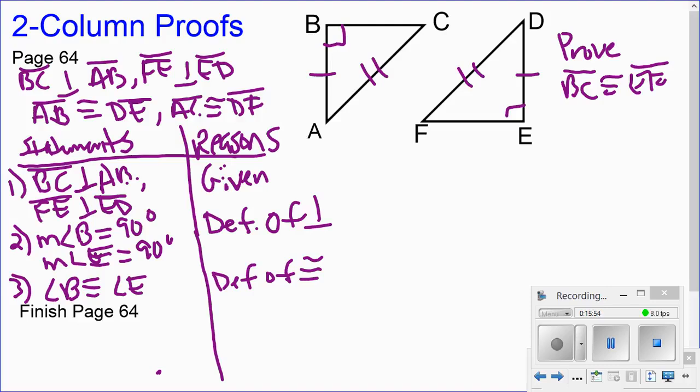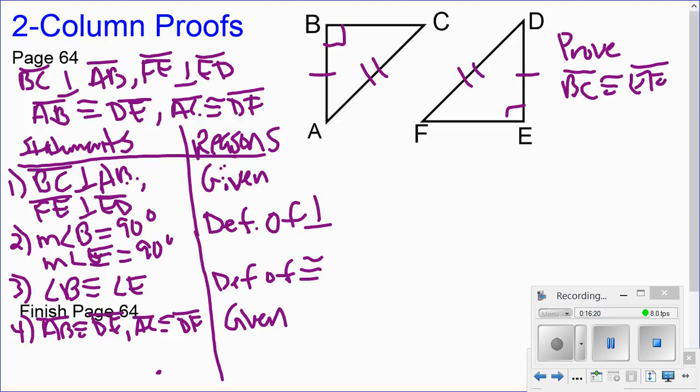We're also going to state what else we know. So we can go ahead and put those sides that we were given. AB congruent to DE, and also AC congruent to DF. And those were given.